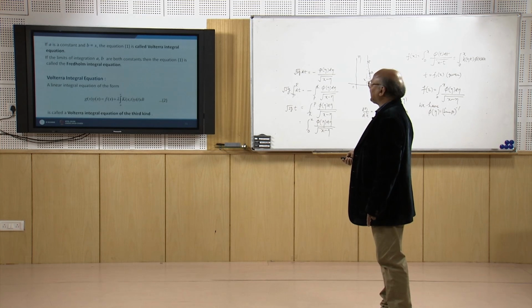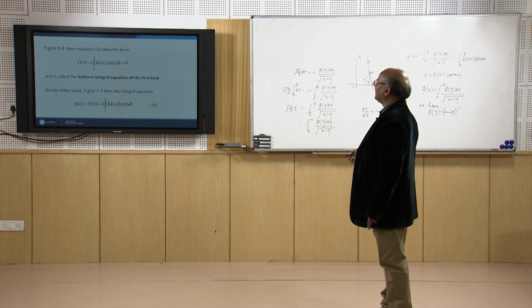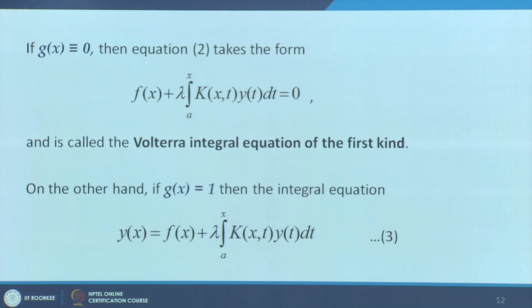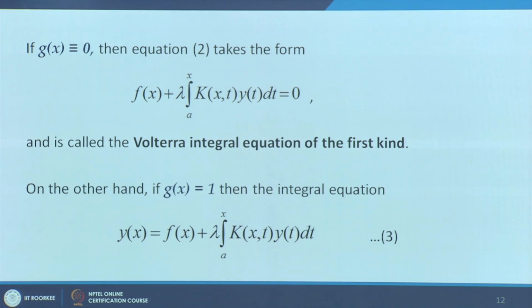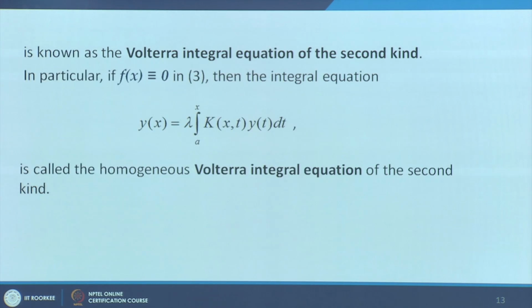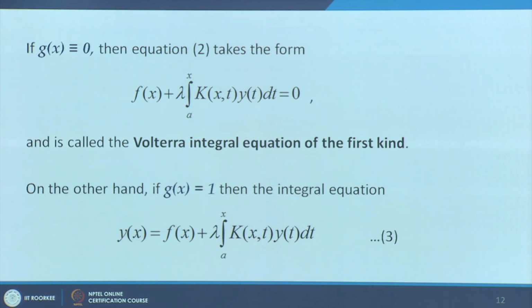Now, in particular, suppose g(x) is equal to 0, g(x) is identically 0, that is g(x) is 0 over the domain of g, then equation 2 will take the form f(x) plus lambda integral a to x k(x,t) y(t) dt equal to 0. Such an equation is called the Volterra integral equation of the first kind.